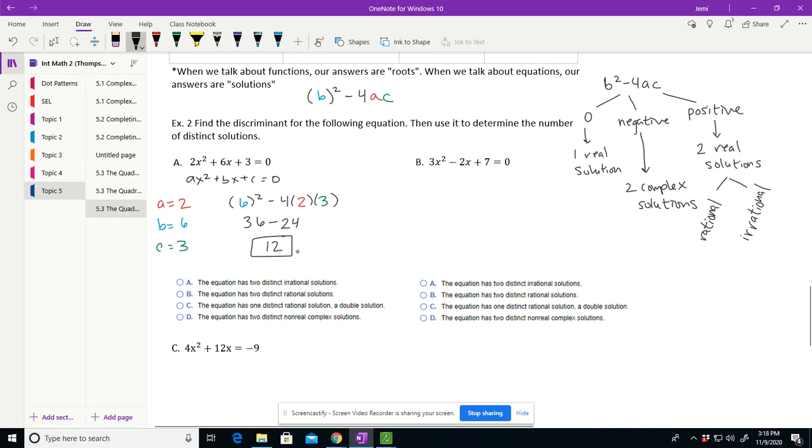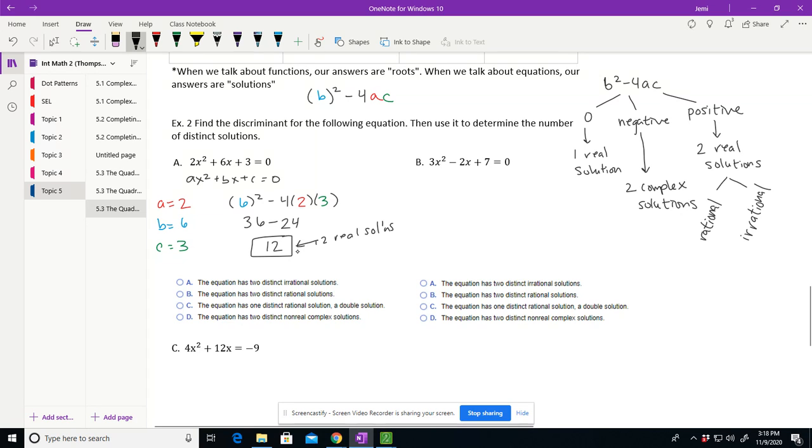So the problem's going to ask for two things. Find the discriminant of the following equation. So the discriminant is 12. That's part of the answer. And then use it to answer the multiple choice question. So this means that I have two real solutions, because it's a positive number.